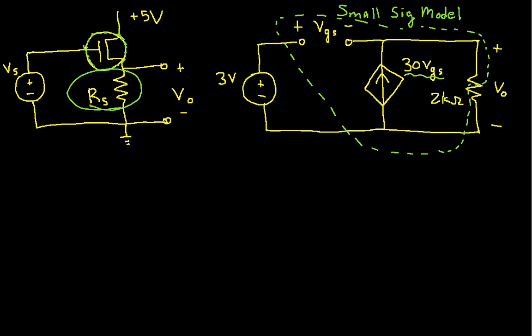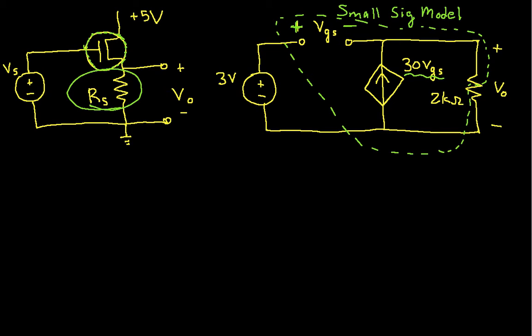So the source looks at the voltage VGS, which is the voltage from this point to this point, multiplies it by 30, and that's the value of the current that the source provides. So let's figure out then how to do the analysis.